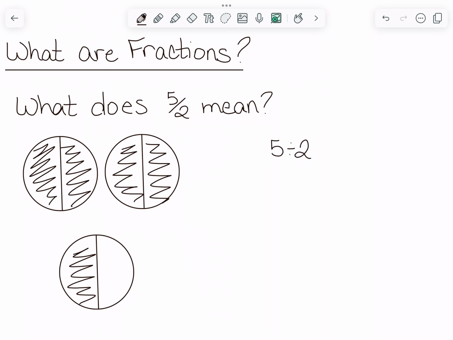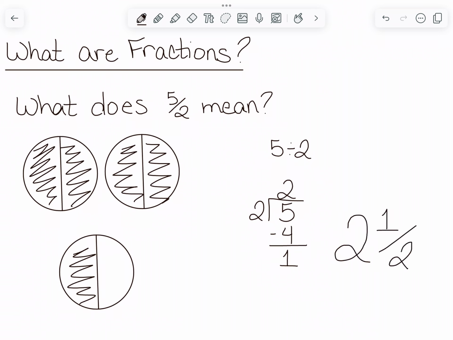Another way we could have thought about this is 5 divided by 2. Using long division, 2 goes into 5 2 times. 2 times 2 is 4. And then we subtract: 5 minus 4 is 1. So we have 2, and then 1 extra out of 2. So both ways we do get 2.5.